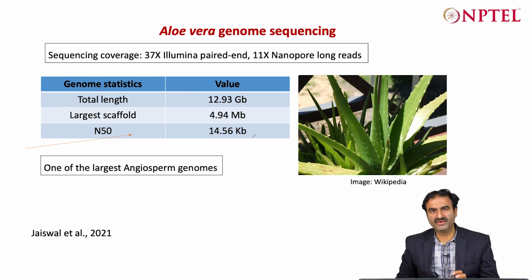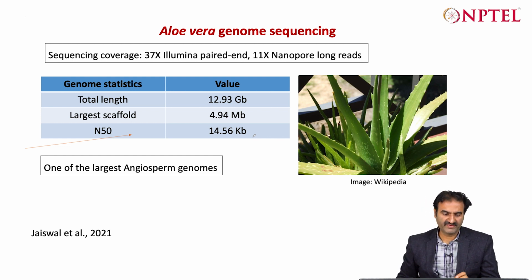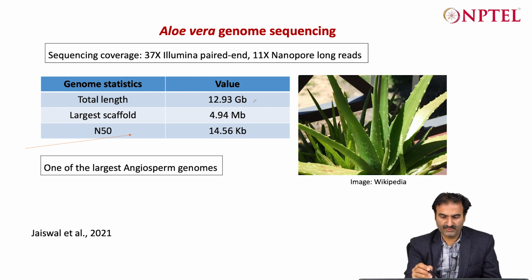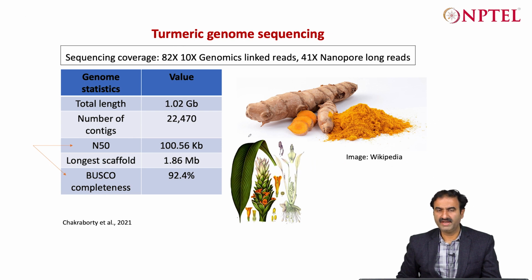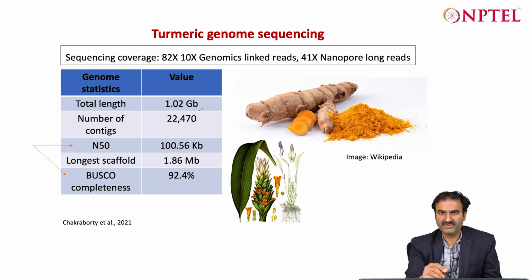Aloe vera genome, which was a large genome, 16 GB in size. So it was kind of a draft assembly. The total length they could assemble was 12 GB out of that, and they also predicted this as the genome size, and the largest scaffold was 4 MB, but still the N50 was low at 14 KB only. In case of turmeric, genome size was 1 GB, N50 was 100 KB, but still they could cover the genome well, with a 92% BUSCO.